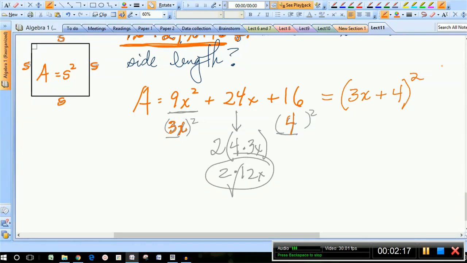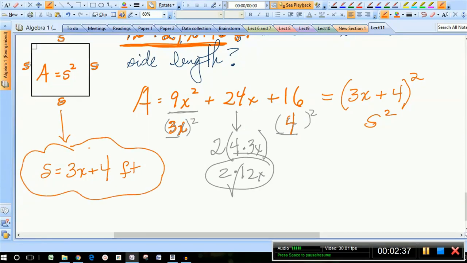And we're done. That means that the side length, remember, this was side squared for our area. So what this means is one of these sides would measure 3x plus 4 feet. Okay, and you are done.